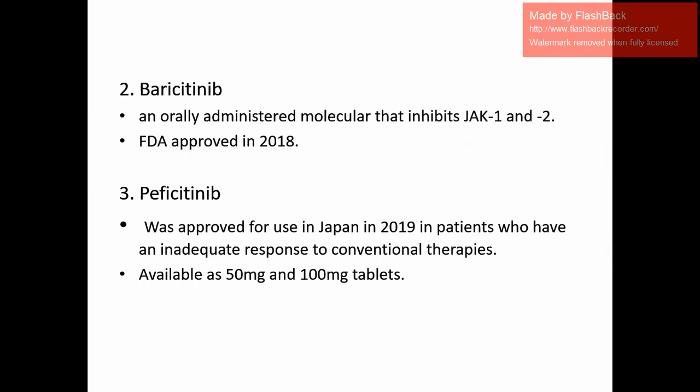Others, as small molecule DMARDs, are baricitinib and peficitinib. They are both FDA approved. So peficitinib was approved only in Japan. FDA approval is awaited.